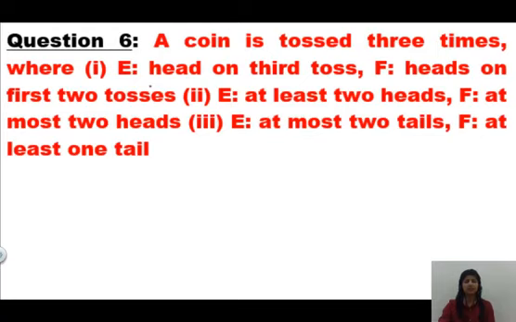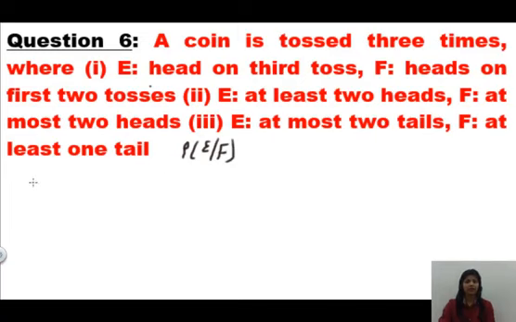Exercise 13.1 is completely based on one concept, which is conditional probability. So once you get it, the questions are really easy for us to solve. Two things to note here: first, from question number 6 to 10 we are going to find out the probability of E by F in all questions.